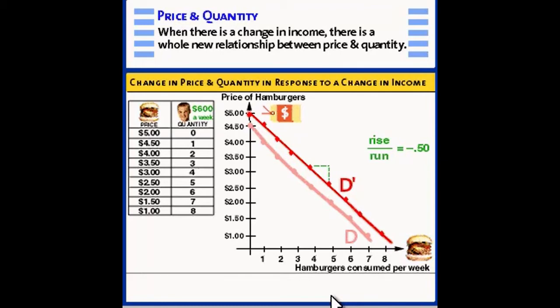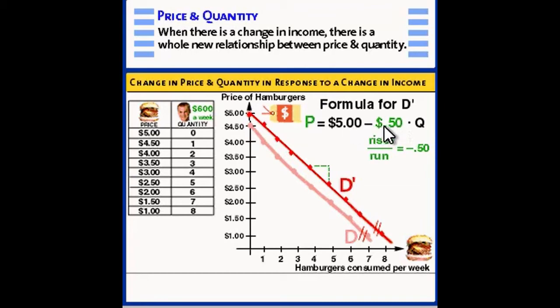The formula for this new curve is going to be given as follows. The price on the new curve is equal to the intercept, which is $5, minus the slope of 50 cents times the quantity of hamburgers that's consumed. The formula for the new line is going to be price is equal to $5, that's our intercept, minus 50 cents, the slope, times the quantity of hamburgers consumed.